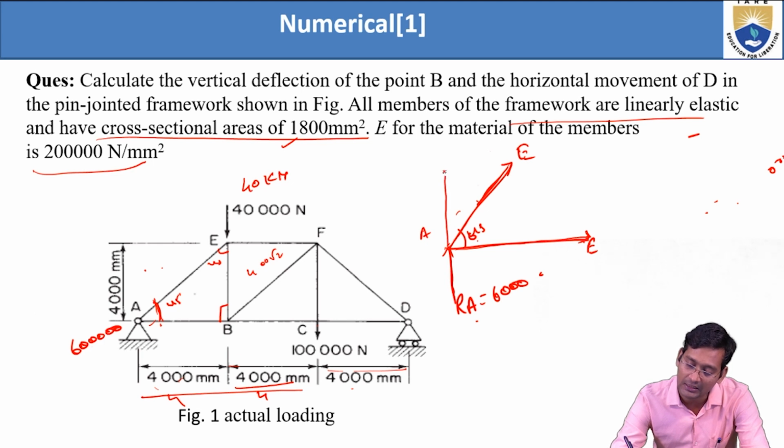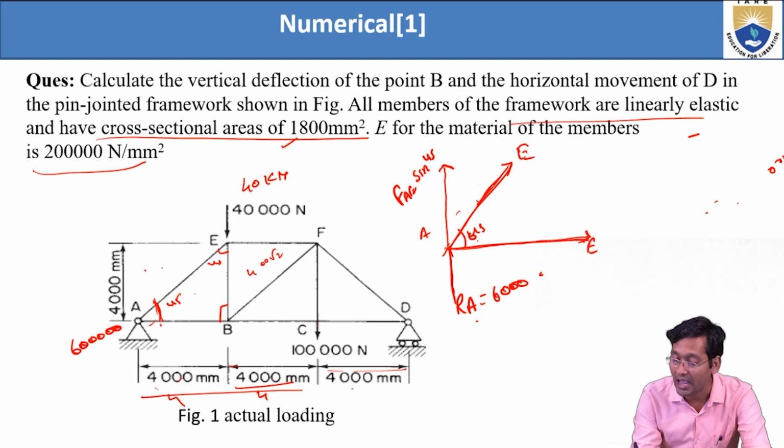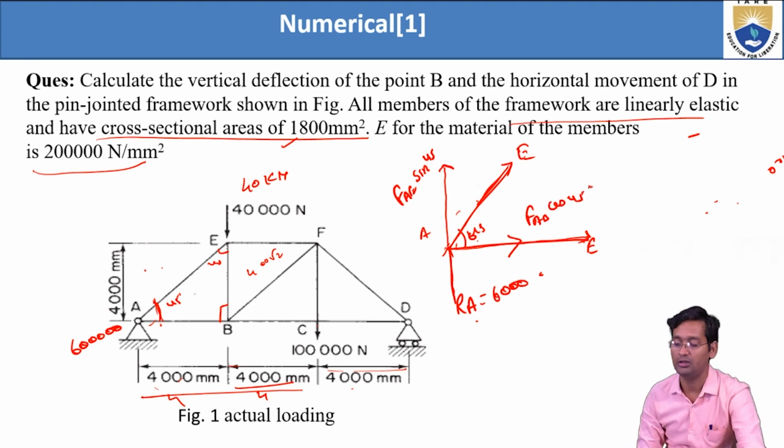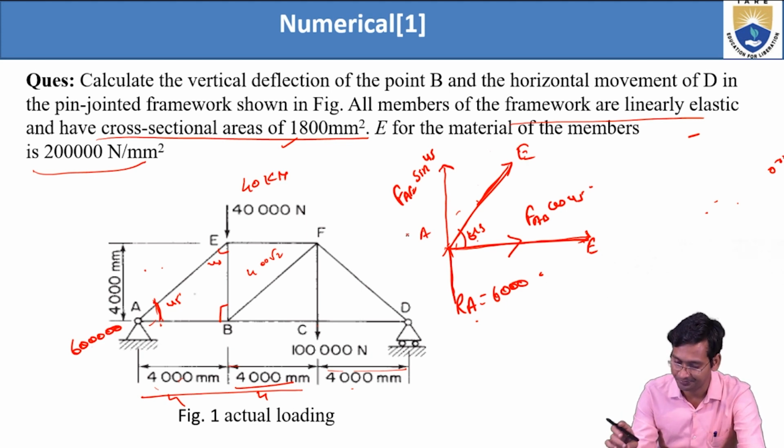So AE, this will be F AE. So this is the vertical one. So sine, how much angle is there? 45 degrees. And resolving of this one is what? F AE cos 45 degrees, right? Now we have resolved. So now just see all the forces are horizontal or vertical.